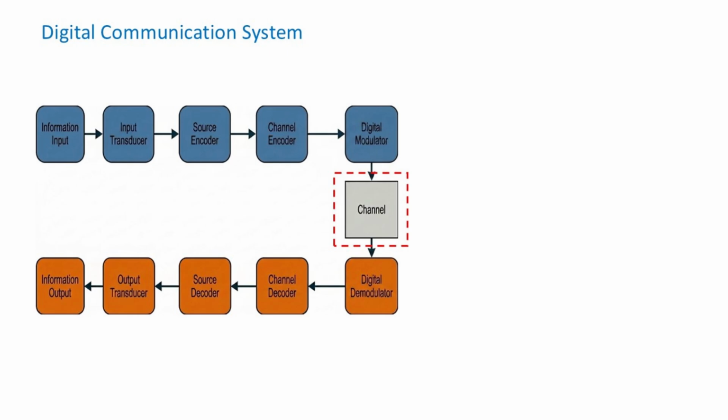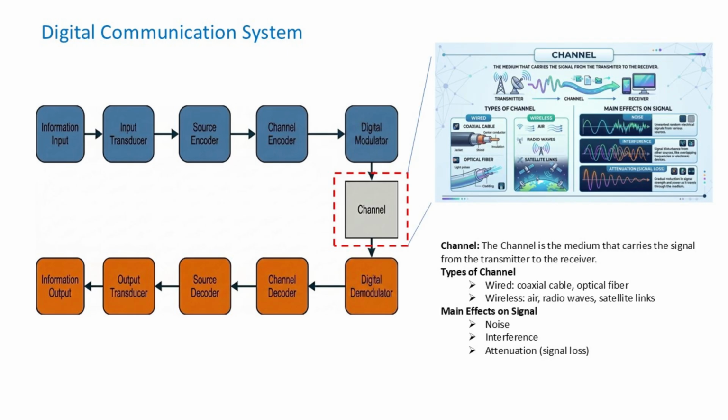Next is the channel. The channel is the medium that carries the signal from the transmitter to the receiver. There are two main types of channels: wired channels, such as coaxial cables and optical fiber, and wireless channels, such as air, radio waves, and satellite links. As the signal travels through the channel, it is affected by several impairments, including noise, interference, and attenuation, which is the gradual loss of signal strength over distance.